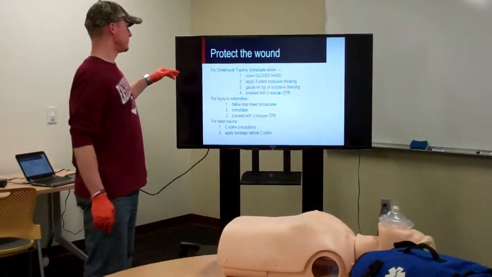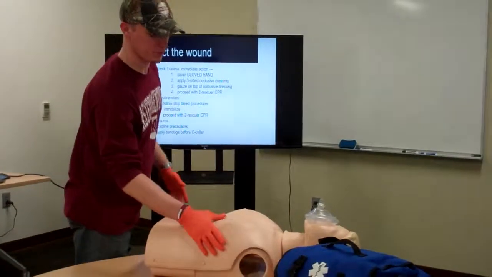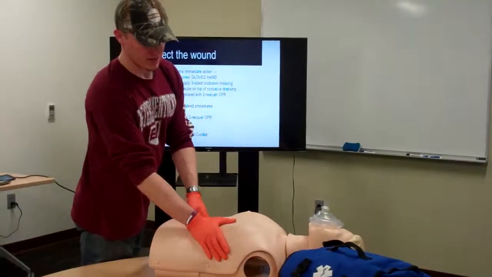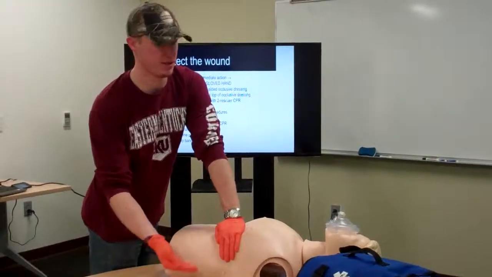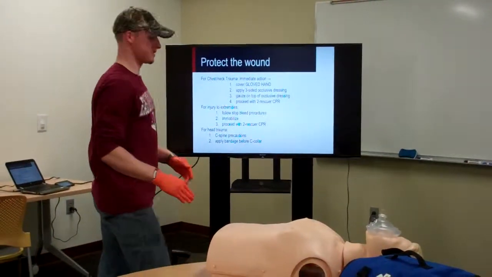Okay, if it is a pneumothorax, we definitely want a gunshot wound or something. We want a gloved hand and then apply a 3-sided occlusive dressing. So it's not going to let any air in, but it'll let air escape. Gauze on top of occlusive dressing.